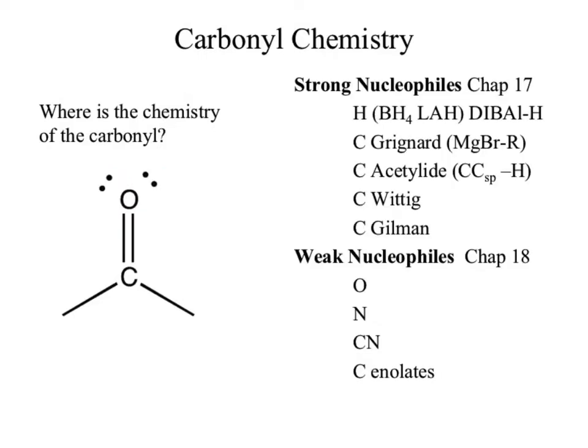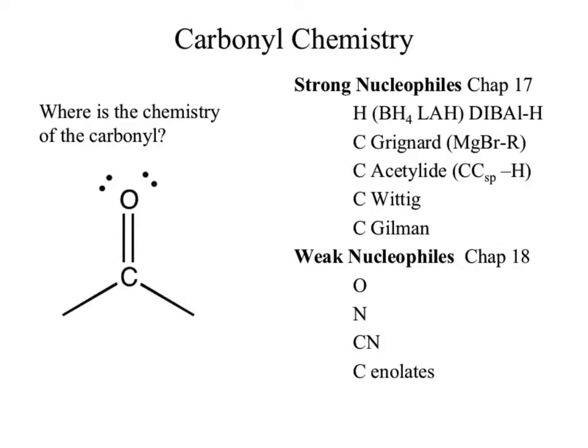So, strong nucleophiles: hydride, carbon as a Grignard, carbon as an acetylide, carbon as a Wittig, carbon as Gilman. Anybody know anything interesting about those carbon nucleophiles? They have stupid names. Why do they have stupid names? It's really hard to make a nucleophilic carbon. Nearly all of them are named. The acetylide one isn't, but nearly all the other ones are named because we have a nucleophilic carbon. That's hard to do, so they almost always get a special name associated with them.